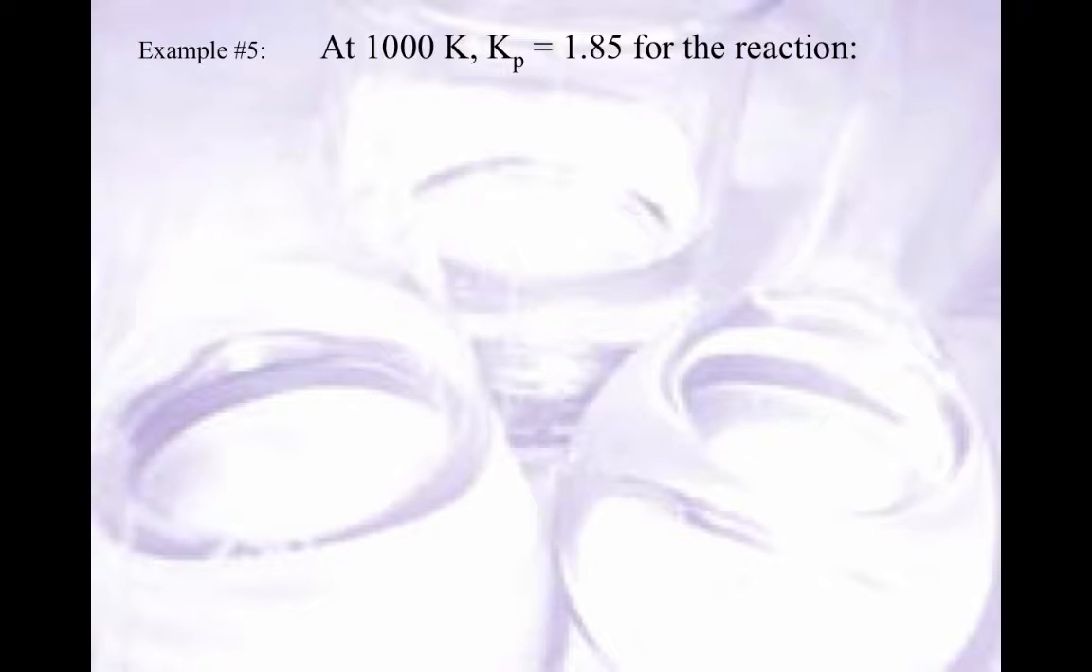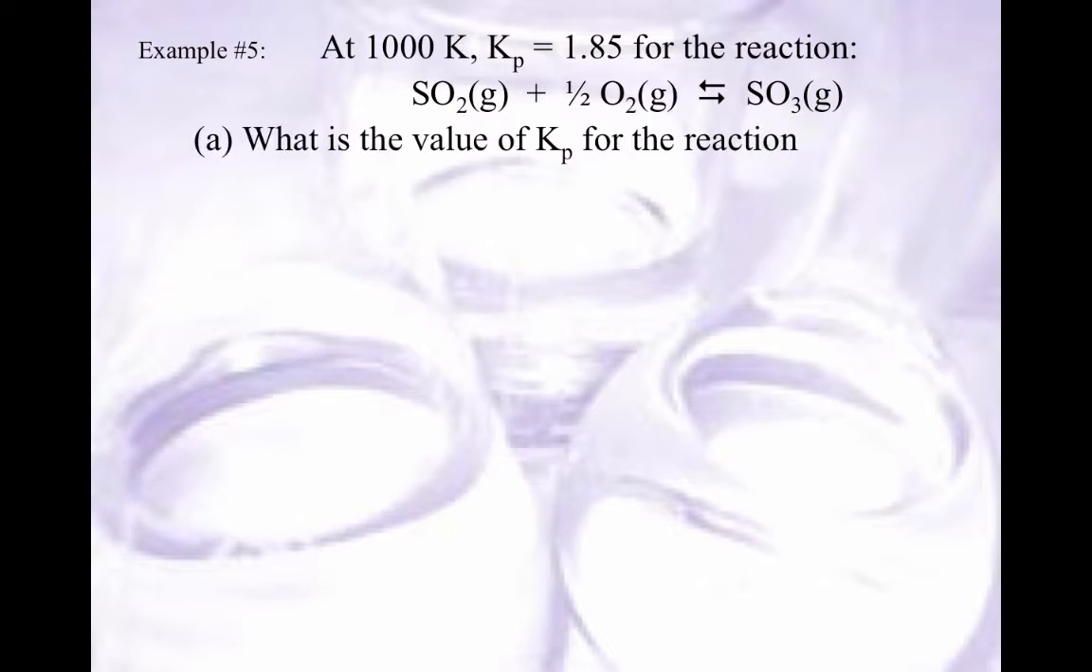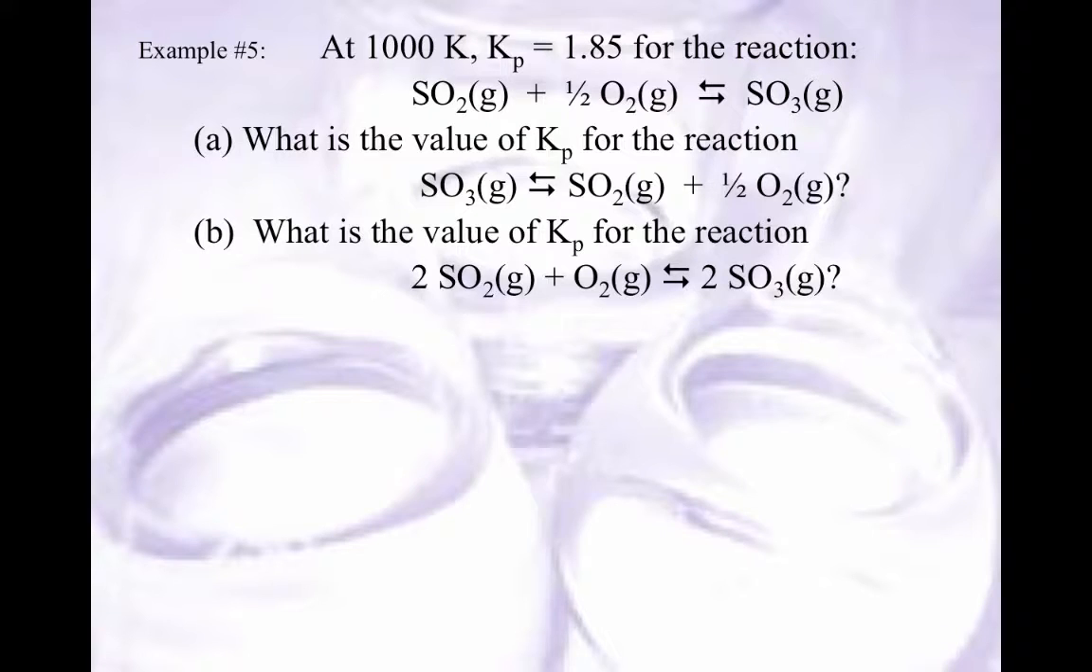Example 5 says at 1000 Kelvin, Kp is 1.85 for this reaction. We want to know what is the value of Kp for this reaction, so the opposite. And we want to know what is the value of Kp for this reaction, which is twice as much as the original. So essentially what we're doing is looking to see what we have to do to the reaction to make it look like the original. Kind of like Hess's law, except because our K expression is all multiplying and putting things to the exponent, when we are manipulating our reactions, it's going to be a little bit different.